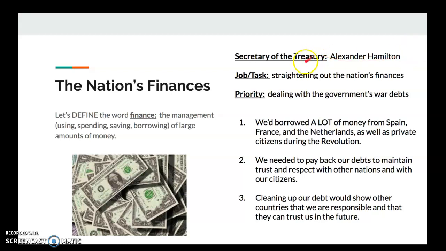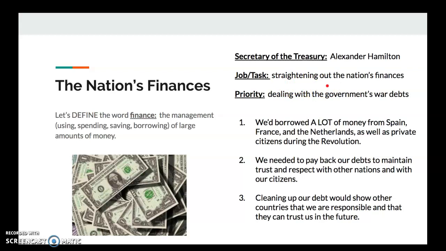Okay, so as the Secretary of Treasury, and forgive my memory, I'm not sure if anybody picked Treasury Secretary for their executive branch project before spring break, but if you did, you got a little bit of background on this. It's the job of the Secretary of Treasury to straighten out the nation's finances, okay?